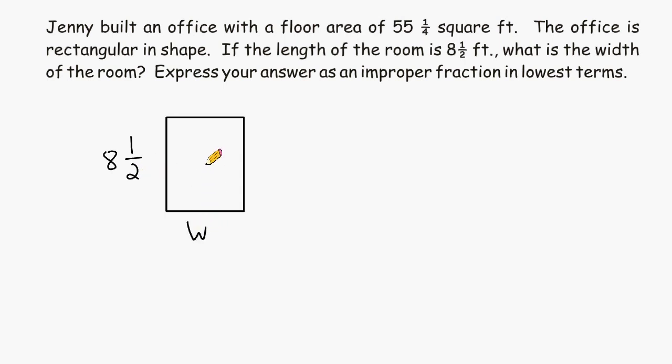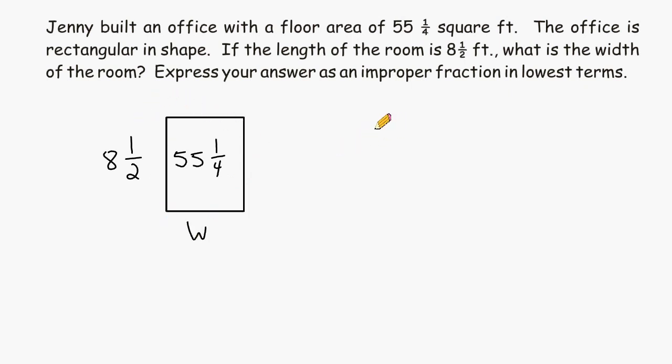And we have to use the given area of 55 1/4 square feet to figure out what the unknown width is. And to figure out what that unknown width is, we can just take the area of the room and divide it by the length of the room to get the width.